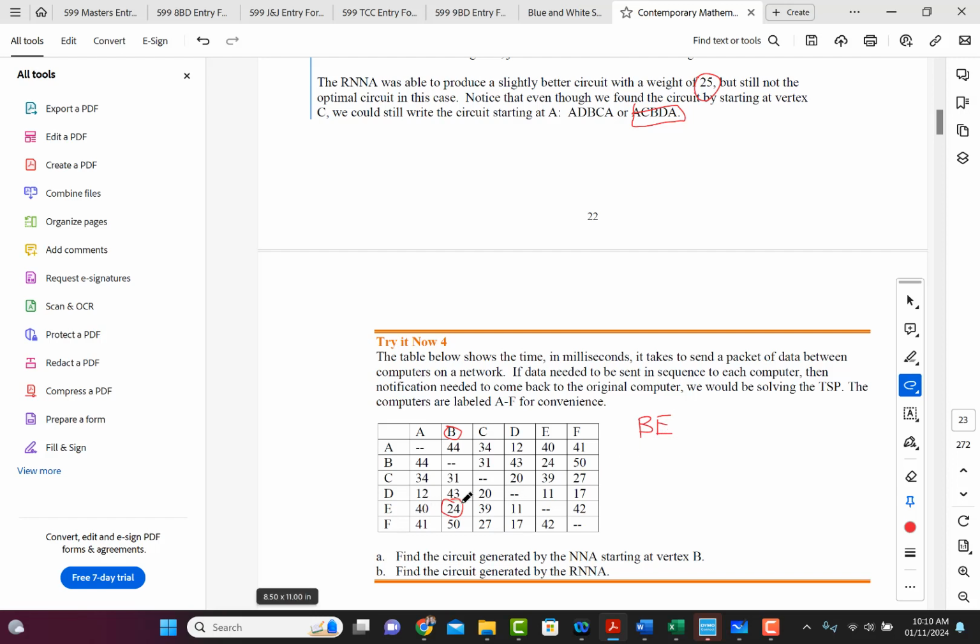Now when we're at E, right? So we're at E. Now where are we going to go? We're going to go somewhere else, but not B. We're not going to go back to B. So then that's going to be to D. D is the cheapest route. So we're going to go to D. So we want to go from E to D.